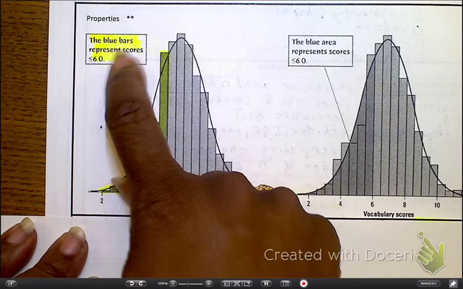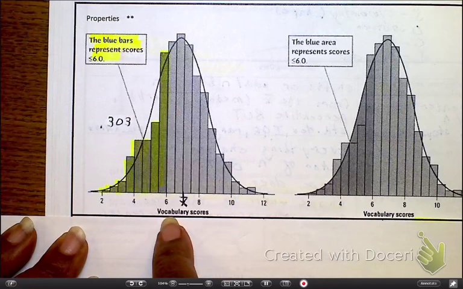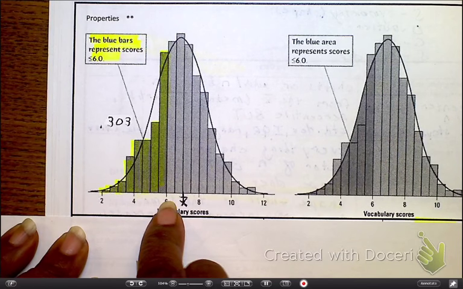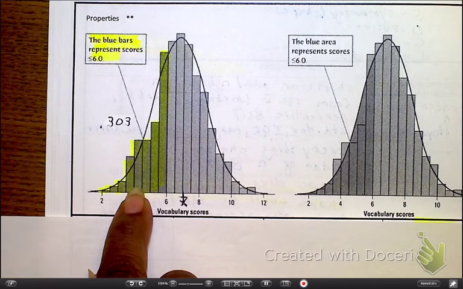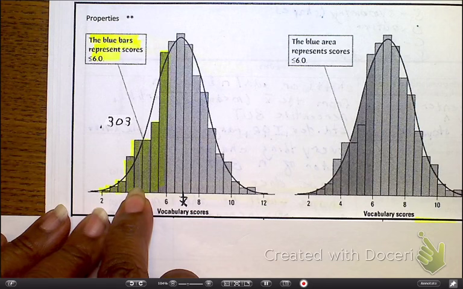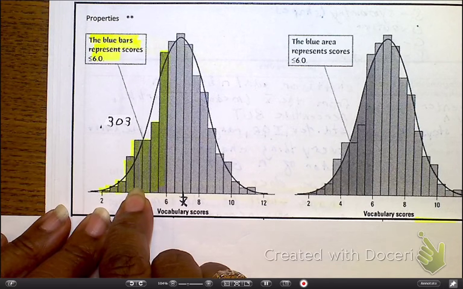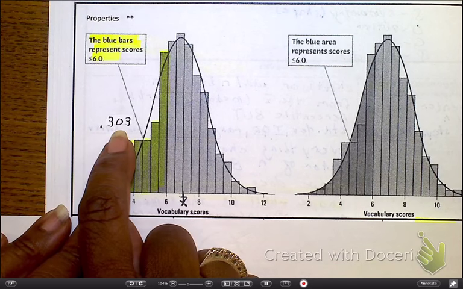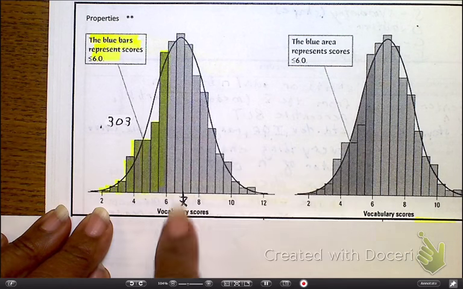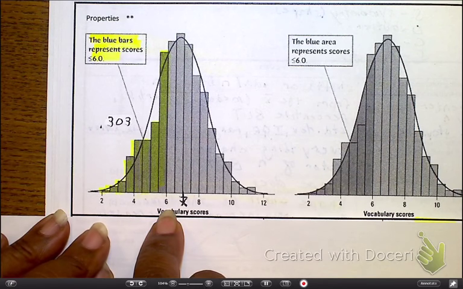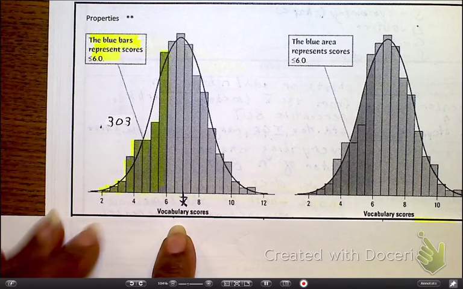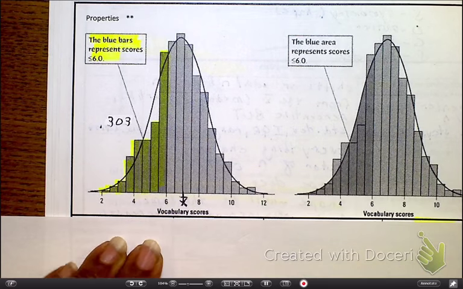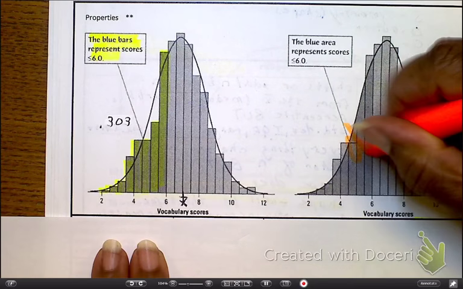So for this one, we're talking about scores on a vocabulary test. As I look at this, basically it's saying the area under this curve is 33%, which we'll learn how to find both on a table and on the calculator. So it's saying that 30% of the students approximately got less than 6 on this vocabulary test. So that's what this represents. And like I said, this is nothing but a duplicate.